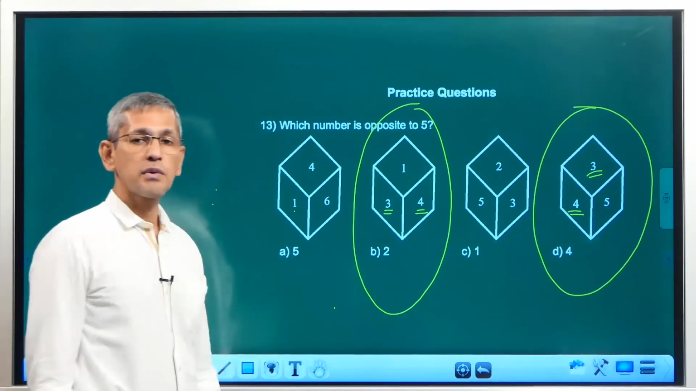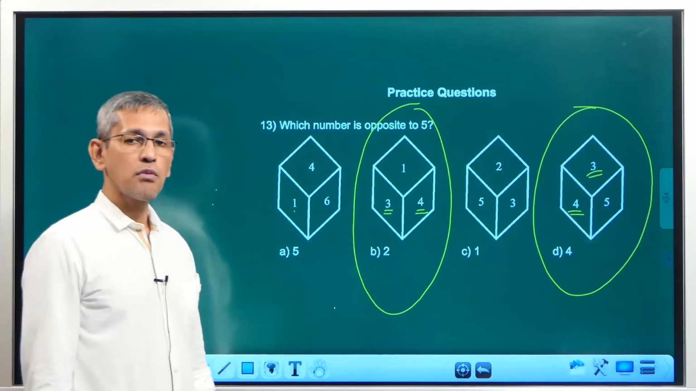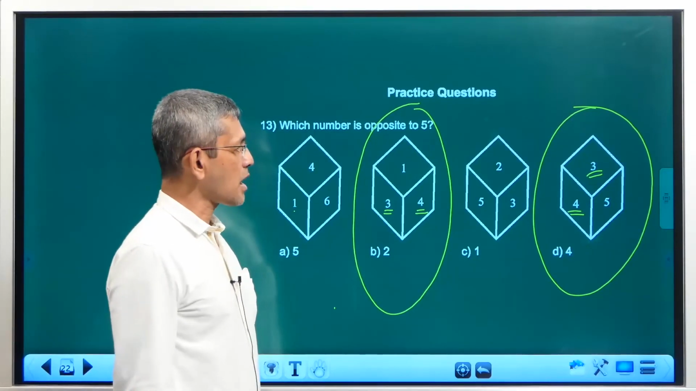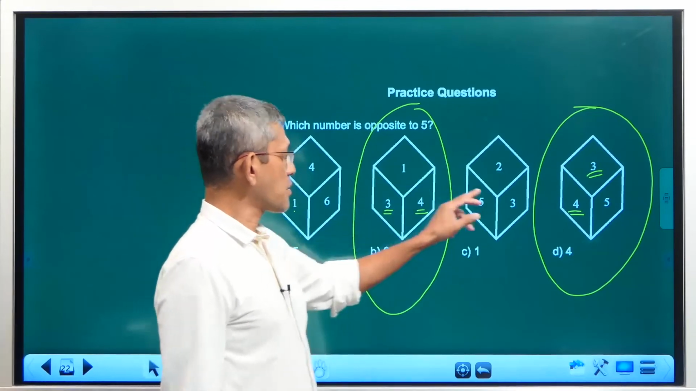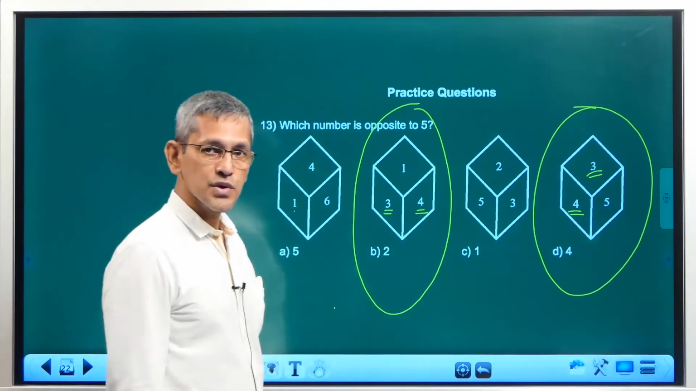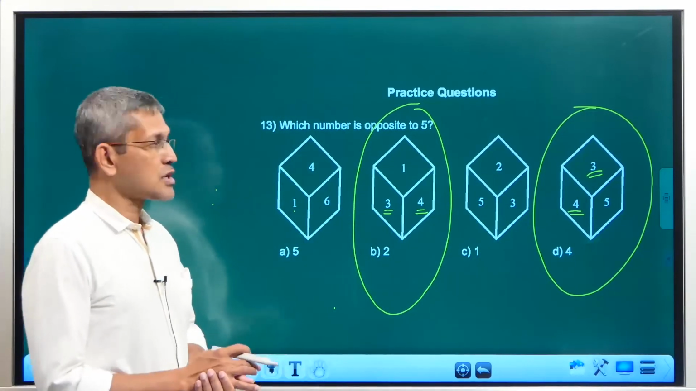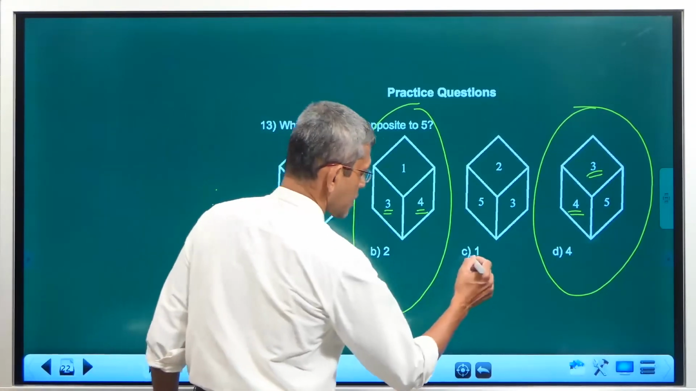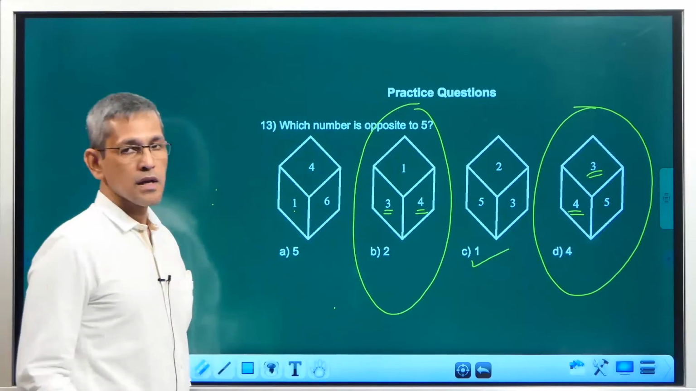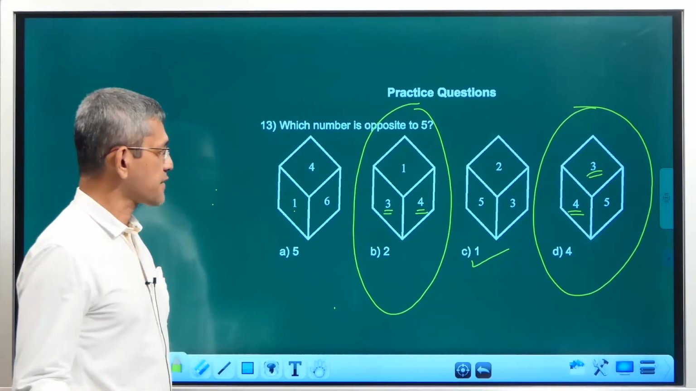If you have two common numbers on two images, then you can apply rule number 3. So if you apply rule number 3, 1 must be opposite to 5. So again, we get the same answer. So 5 is opposite to what? 1. So ultimately the answer is 1. That's the case we have.